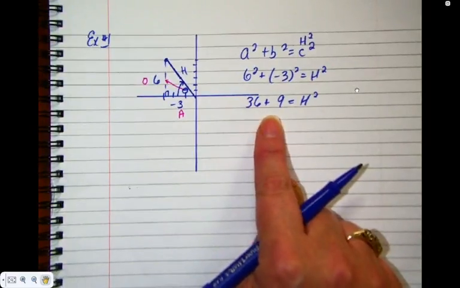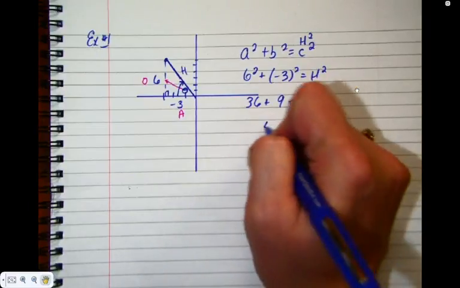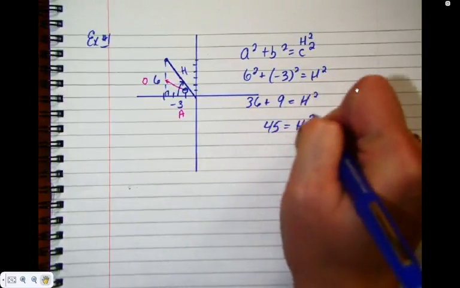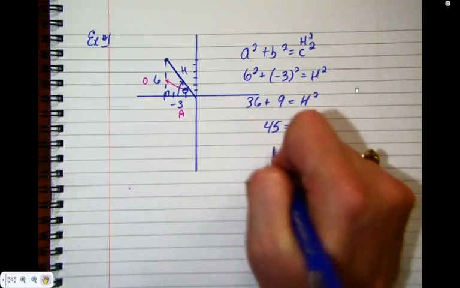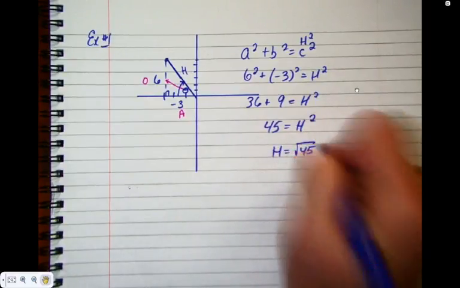BEDMAS says we add, so 36 plus 9. How do we get rid of a squared? What's the opposite of squaring something? So h equals square root of 45.